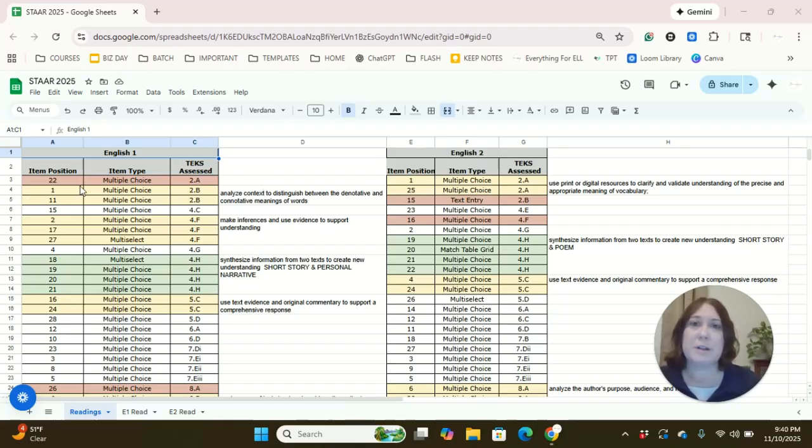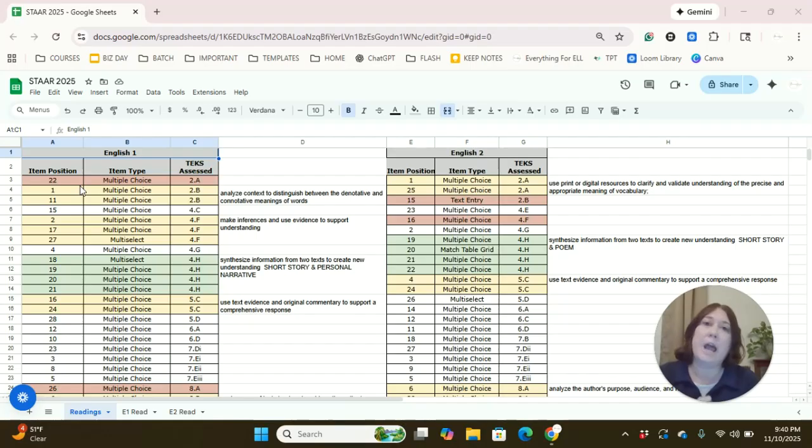And the first TEKS we're going to look at are TEKS 2A and 2B. And these are our vocabulary TEKS. Now, 2A is using print or digital resources to understand a word. And this almost always looks like a dictionary entry with 4 different definitions. And students need to look at a word in context and then understand which dictionary definition matches the word in context.